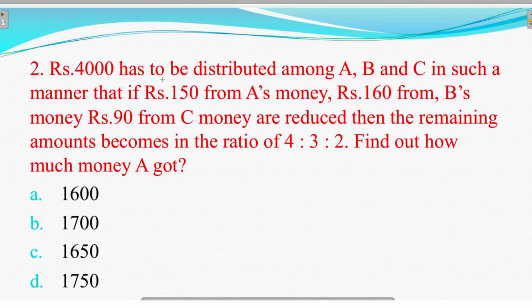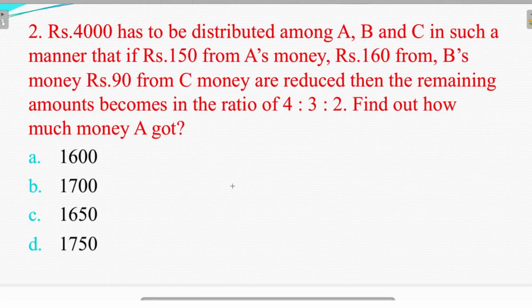Rupees 4000 has to be distributed among A, B and C in such a manner that 150 from A's money, 160 from B's money, 90 from C's money are reduced. Then the remaining amount becomes in the ratio 4:3:2. Find out how much money A got. That I need to find out.